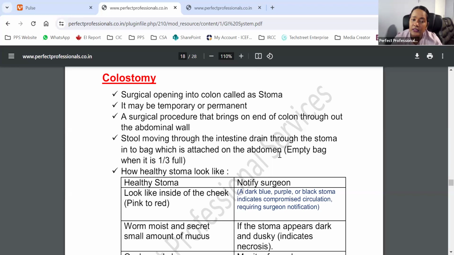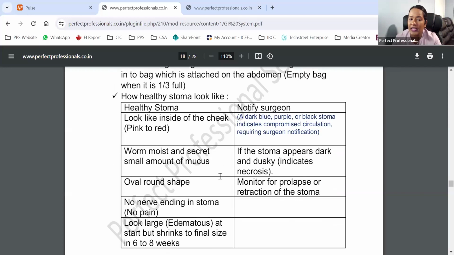Now, as a nurse, you should know whether the stoma is healthy or not. Your patient's stoma, is it healthy or not? How will a healthy stoma look? Everyone, see the inside of your cheek in your mouth. Okay? See your cheek. How does it look? Stoma has to look the same. It has to look pink to red. Warm, moist, secreting a small amount of mucus.